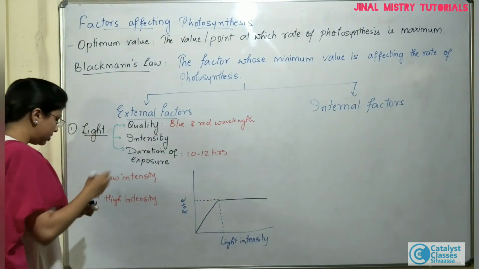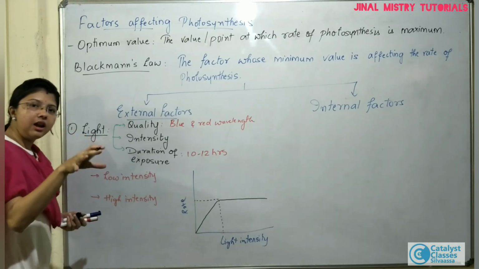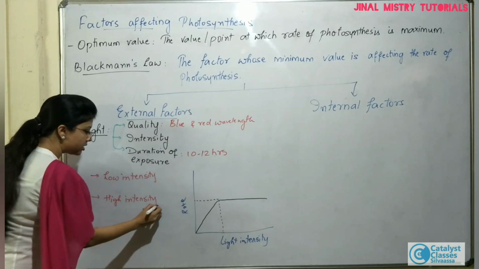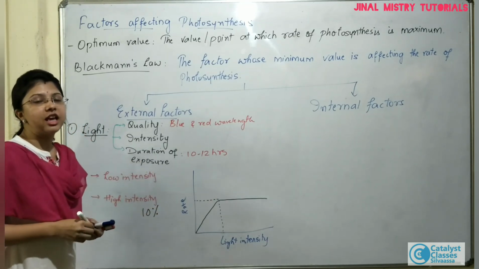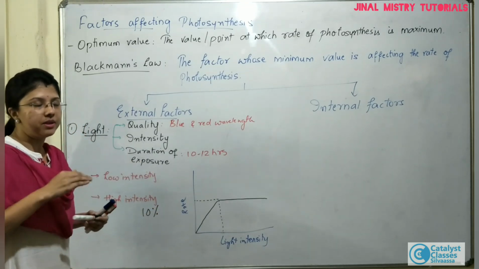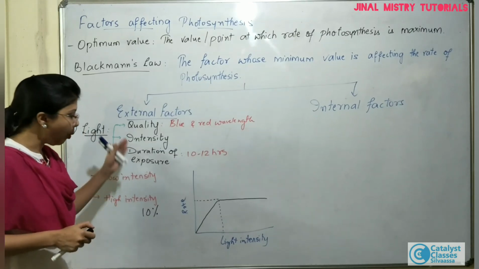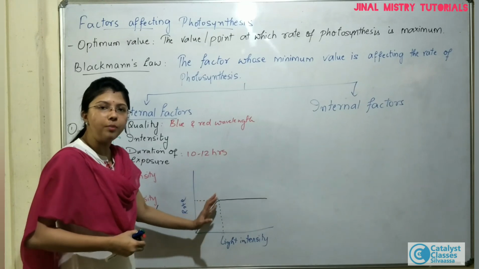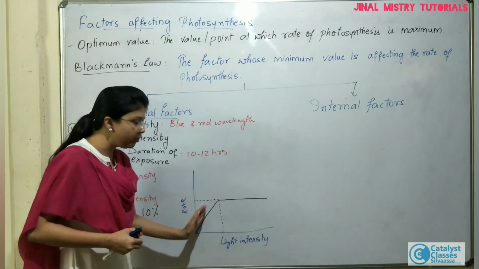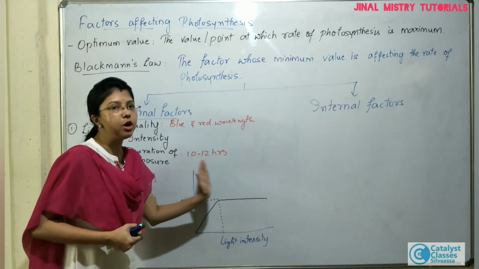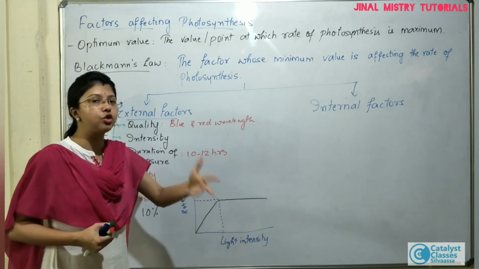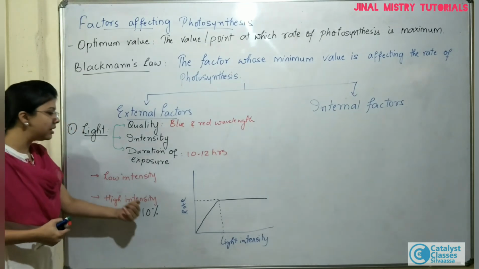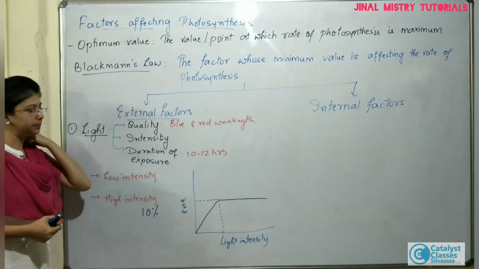So basically what you see here is, out of the sunlight to which the plants are exposed, at 10% light intensity, the saturation point is reached. So whatever sunlight is falling, 10% will be absorbed and then there will be saturation. At intensity more than that, the rate of photosynthesis will not increase at higher intensities of light.